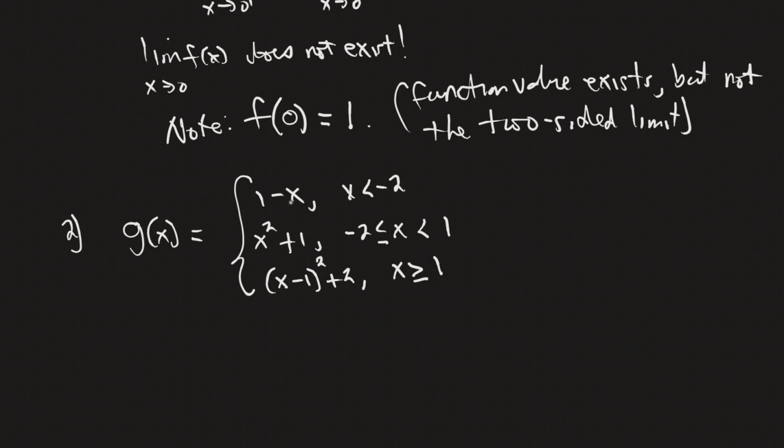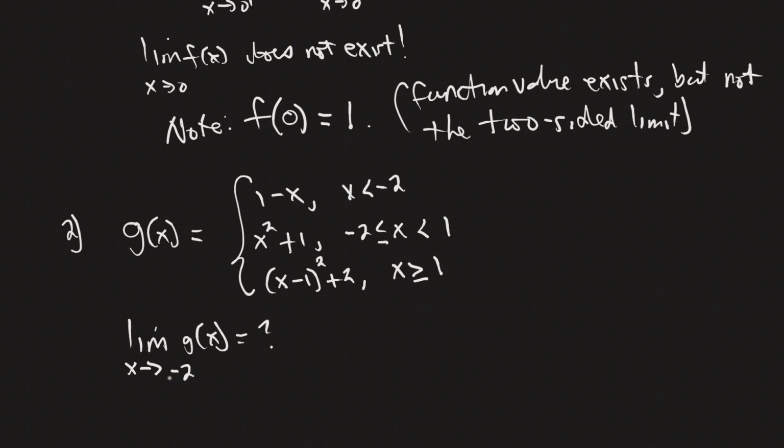So notice I use polynomials all the way through, right? So we know polynomials are defined everywhere, but you only use the top piece when your x is less than negative 2. You only use the middle piece when x is greater than or equal to negative 2, but strictly less than 1. And then you only use the bottom piece, the third piece, when x is greater than or equal to 1. All right, so let's see, does the two-sided limit of g of x as x approaches negative 2 exist?